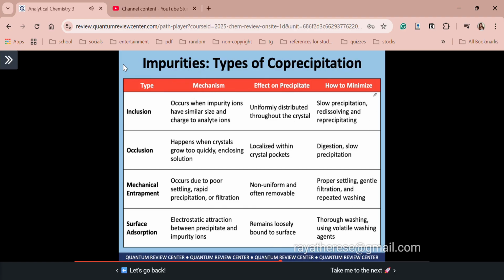So here are the steps on how to minimize them. Slow precipitation, sabi ko na sa inyo eh. Slow addition lang. And if needed, ulitin mo, mag-dissolve and then precipitate ka until ma-purify mo yung precipitate. And then digestion. Slow precipitation. Then proper settling during digestion. Gentle, wag mabilis pag nag-filter.